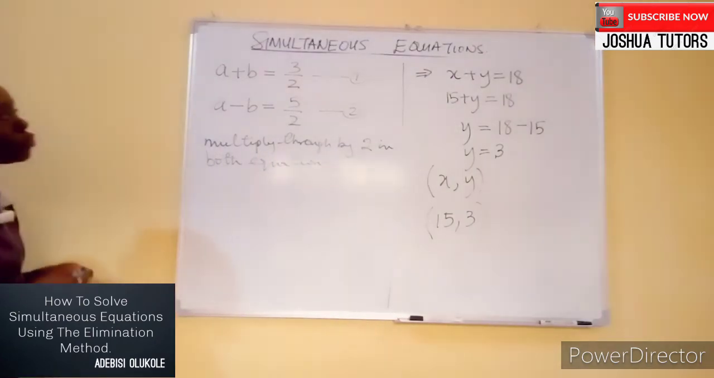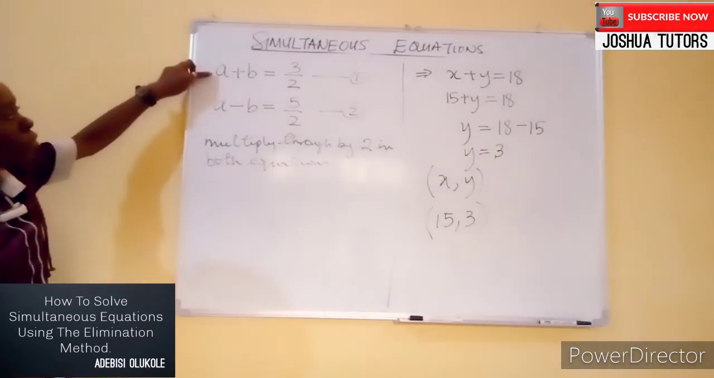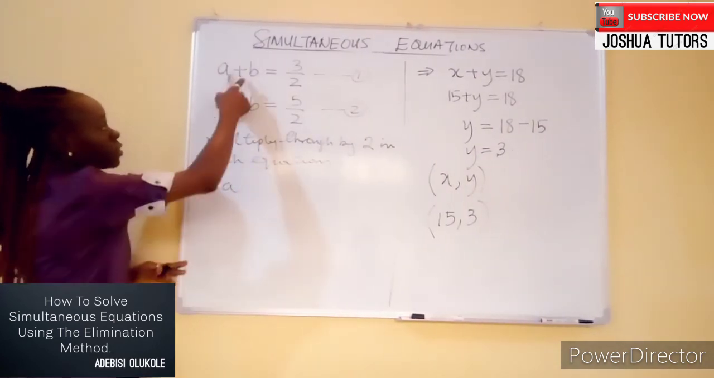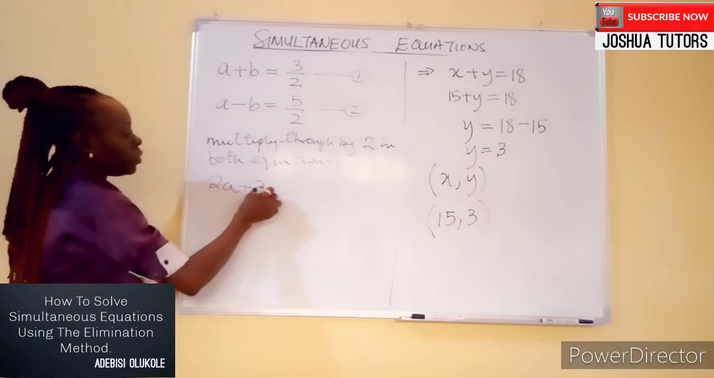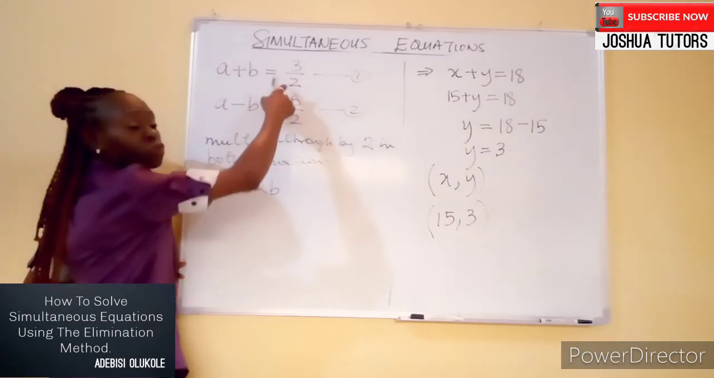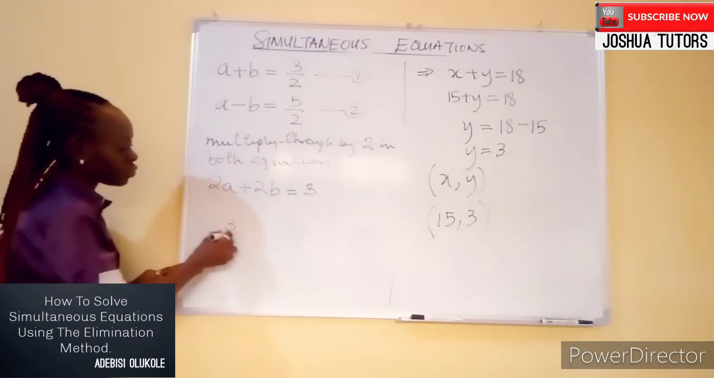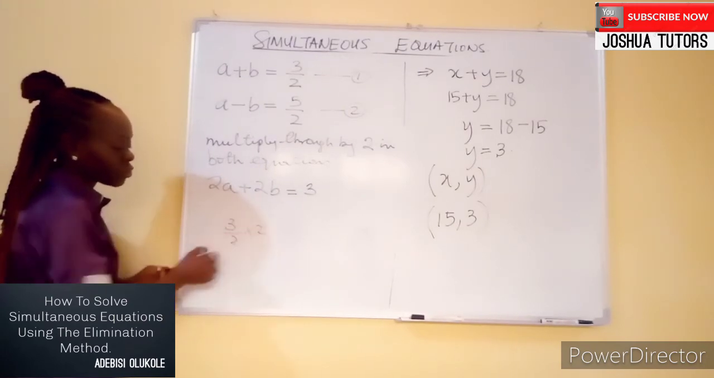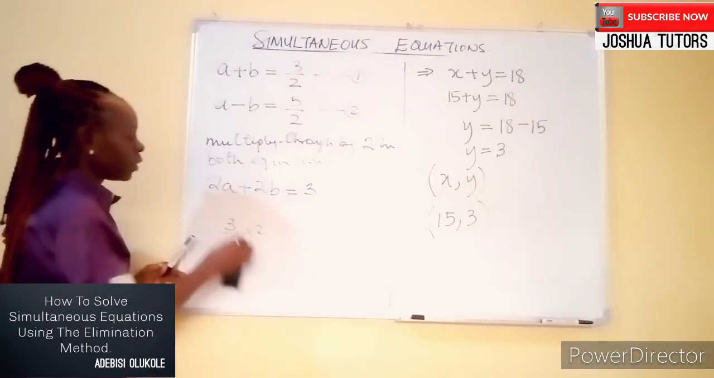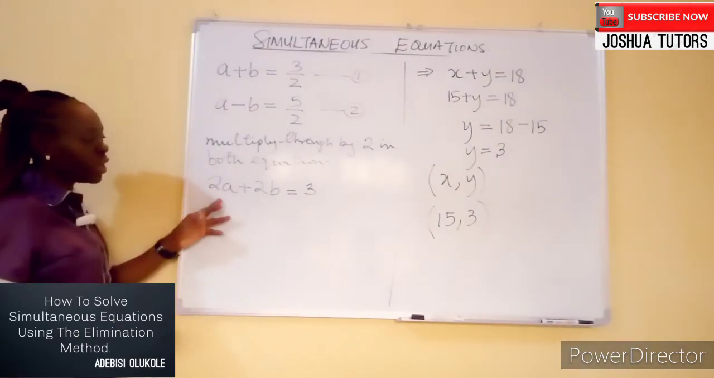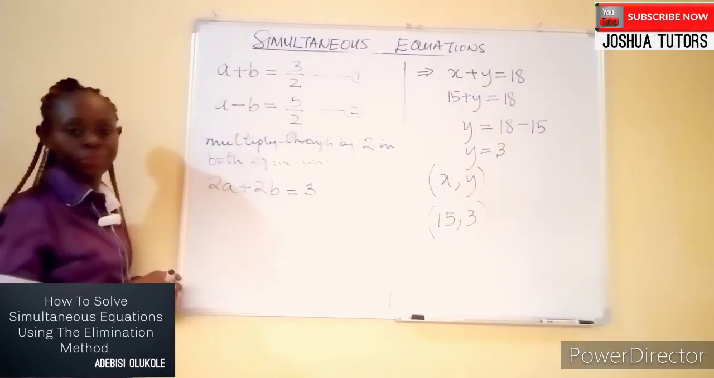So 2 is going to multiply throughout. I multiply 2 by A here, I have 2A. I multiply 2 by B, I have plus 2B. If I multiply 3 over 2 by 2, the 2 cancels, so I'm left with 3. So equation 1 has become 2A plus 2B equal to 3.